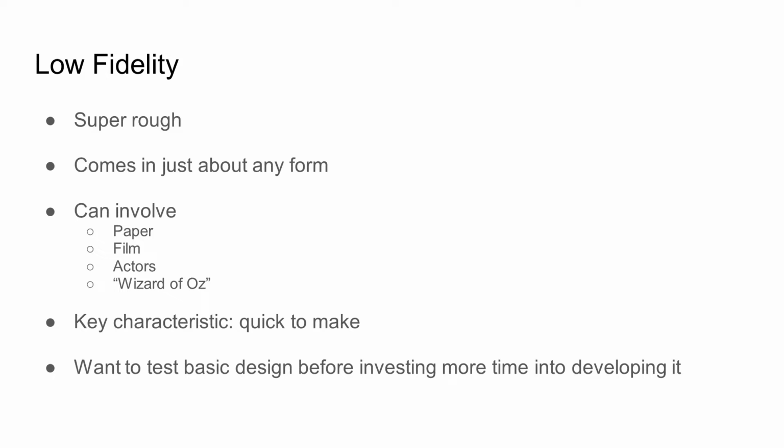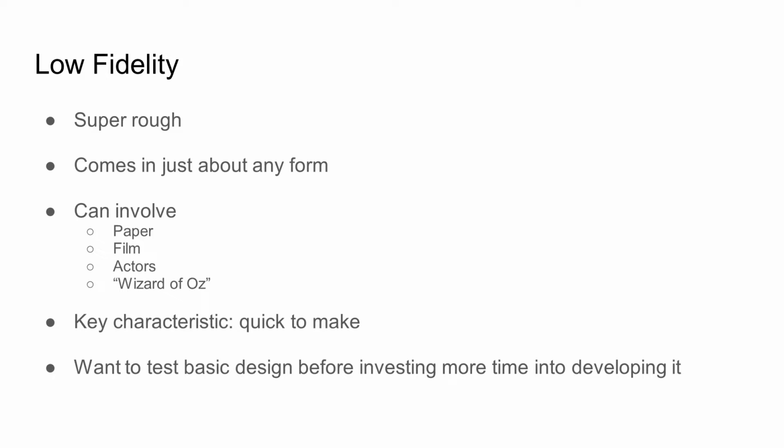For assessment 1, certainly, we've talked about paper, we've talked about film. If you're rich enough, you could have actors. We'll talk a little bit more about this concept of Wizard of Oz, which is essentially a kind of actor, but not a visible actor.